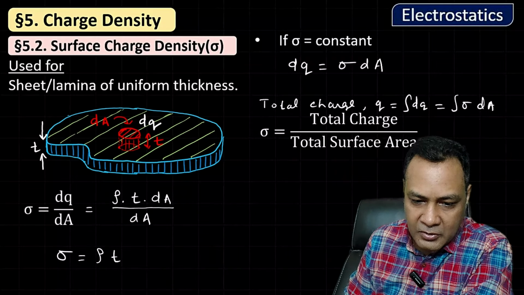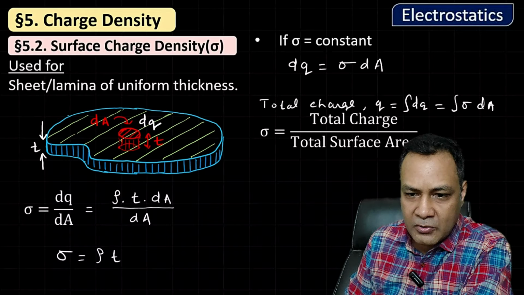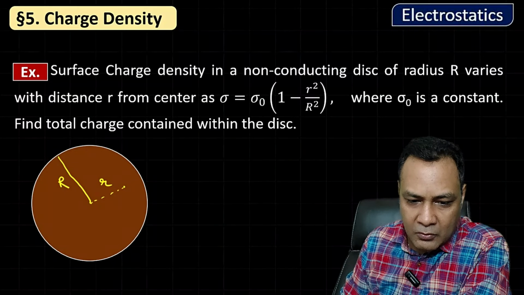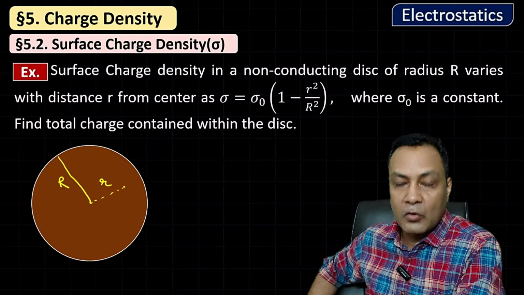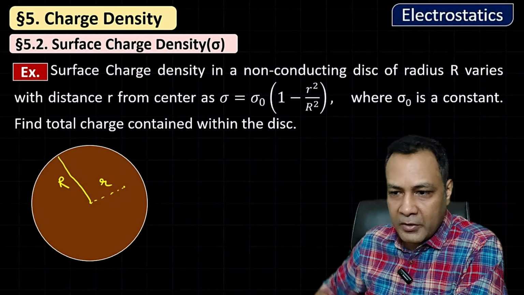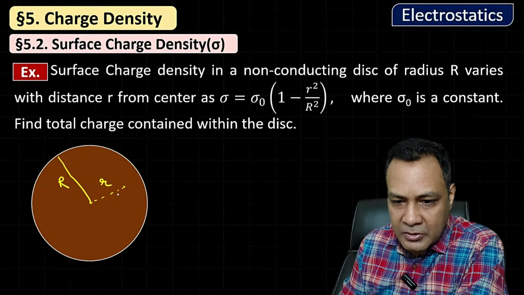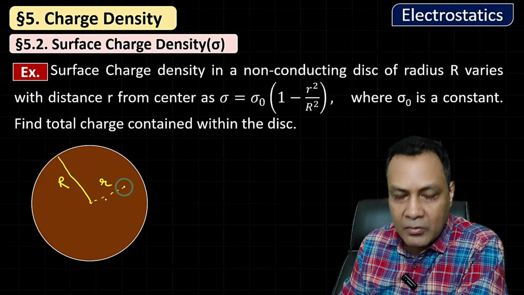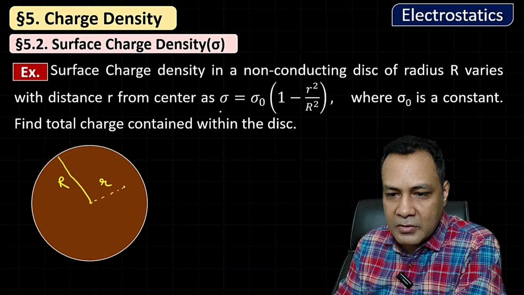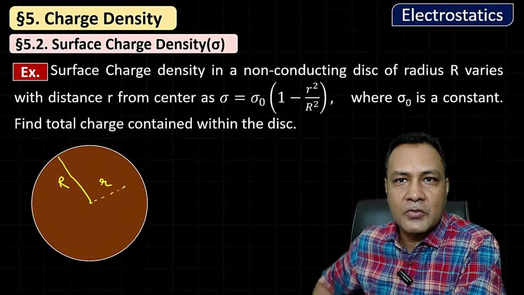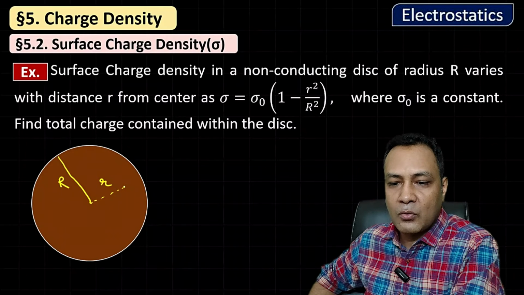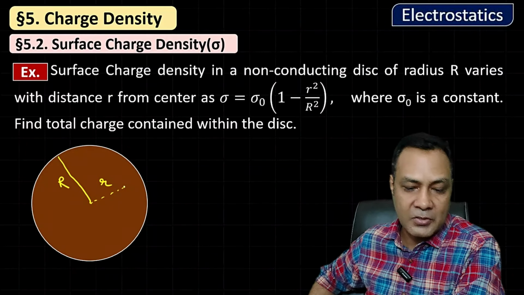Now we can take one example for the charge and surface charge density also. Here, this is a disk, a non-conducting disk of radius R. The charge density at a distance small r from the center varies like this: sigma naught times 1 minus small r square by capital R square. We have to find the total charge in this disk.